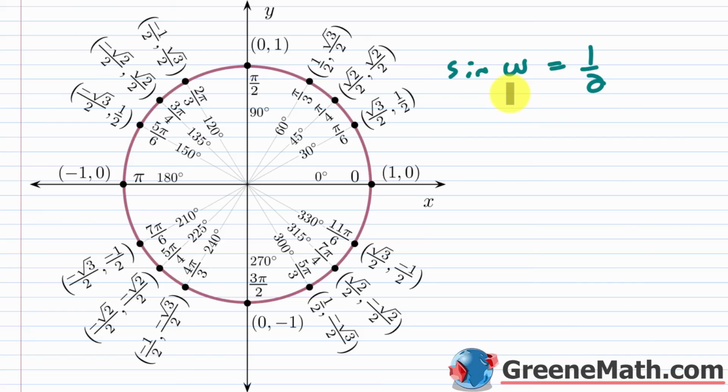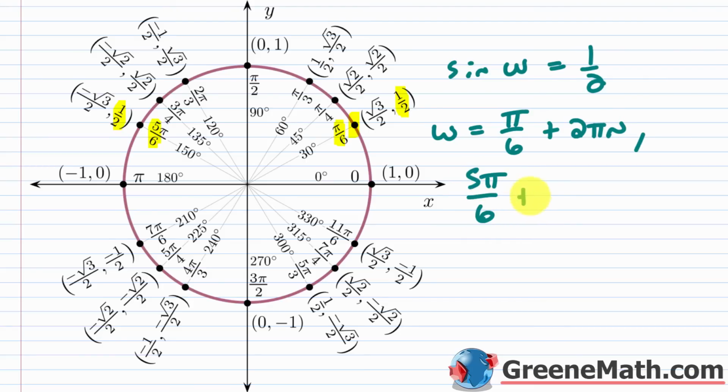We know that solutions are going to repeat every 2 pi. So where's the y-coordinate 1/2? Right here at pi over 6, and then that's going to be right here at 5 pi over 6. So we can say that w is equal to pi over 6 plus, again, these solutions repeat every 2 pi. Again, this is in terms of w. So we're going to say 2 pi n, and then we're going to have 5 pi over 6 plus 2 pi n. Again, things are happening every 2 pi in terms of w.